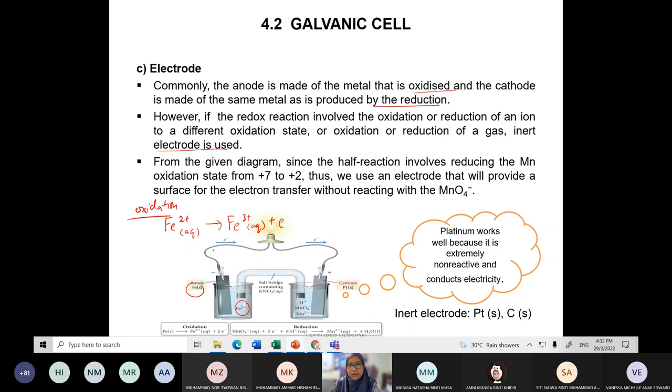So inert electrode, for example, like platinum and what else? Graphite. Okay. So platinum is the most common one. So kita akan guna platinum as the electrode. We still need the electrode because electrode allows the electron transfer. Cuma masalah student adalah bila dia nampak iron, bila dia kena draw galvanic cell kan? Yang terlibat untuk oxidation adalah iron 2 plus jadi iron 3 plus. Terus je dia electrode tu dia pakai iron solid. Which is wrong.